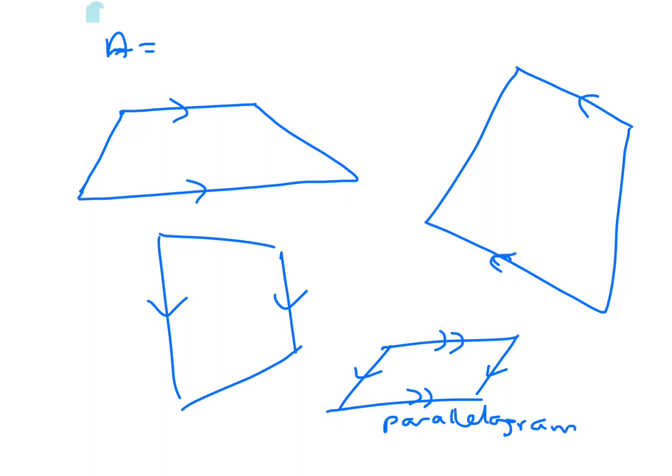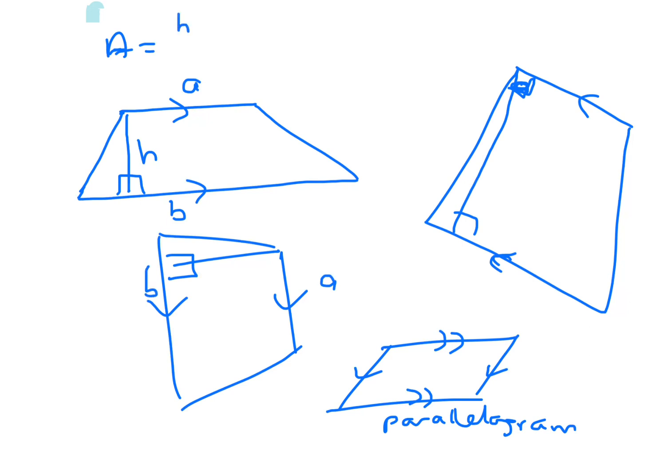So the two parallel sides, for the sake of our formula for the area, we call those A and B. And the height of the trapezium that we need in our formula is the perpendicular height. So if we were looking at this, you need the perpendicular height. So it'd be straight down there. This one you'd need the perpendicular height, and this is your A and your B. So the actual formula is H over 2 times A plus B.